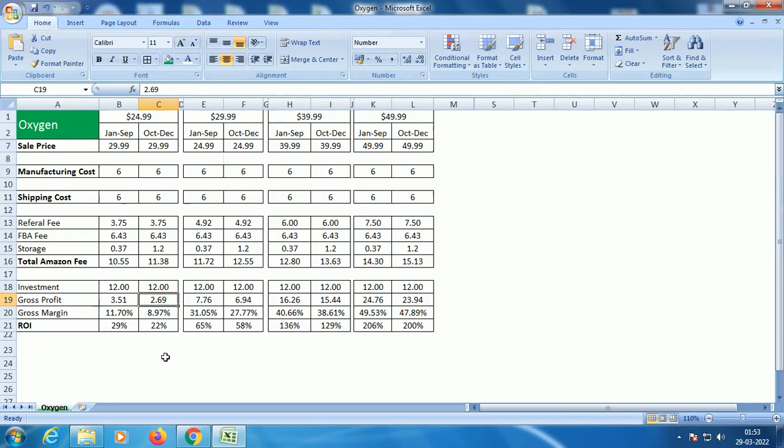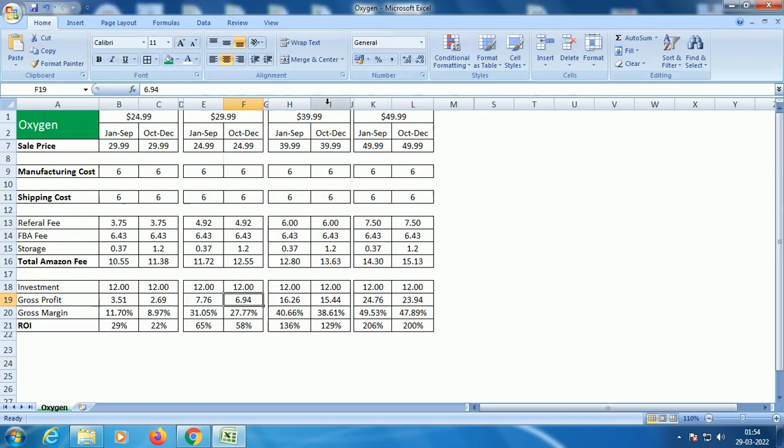If I were to buy another unit, I do not have enough money, because with whatever amount I received, I'm just getting my investment back, $12, and then $2.69. I can just buy one more unit. I cannot buy two units. Now in this case, at the 29.99 price point, I'm getting my investment back, which is $12, and I'm also making $6.94. If I really want to reinvest in my business, I can buy only one product, because I just have $6.94. I'm short. So that's the challenge.